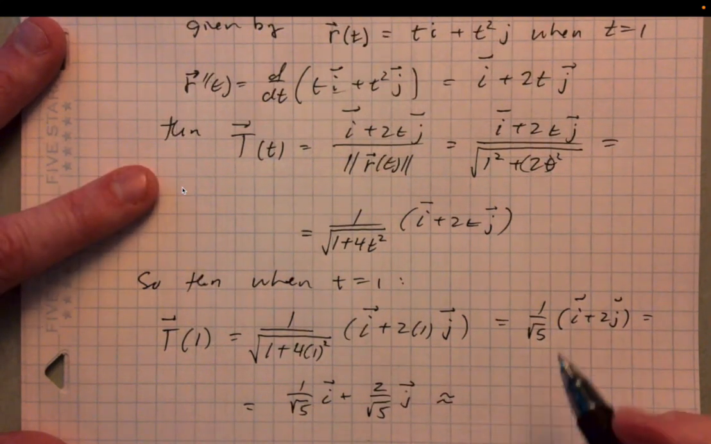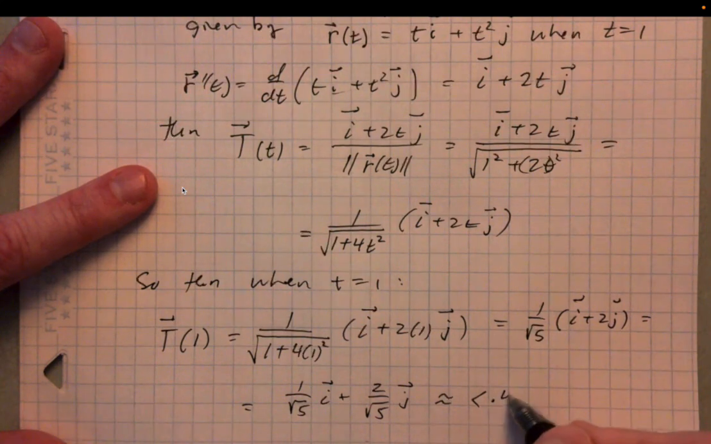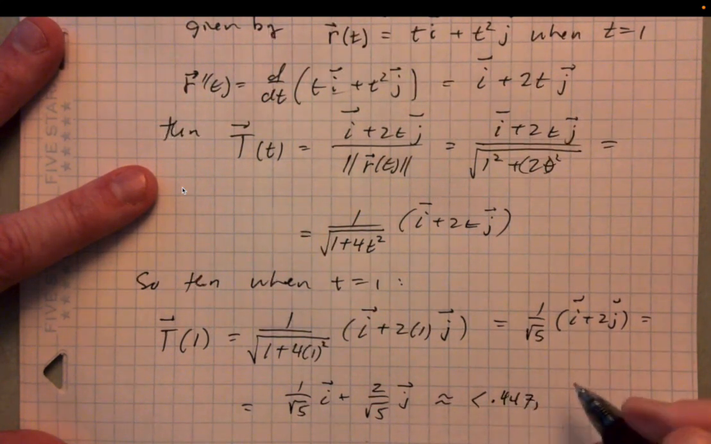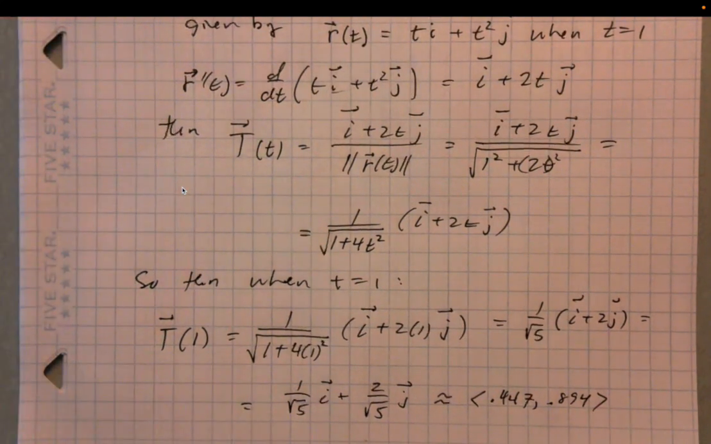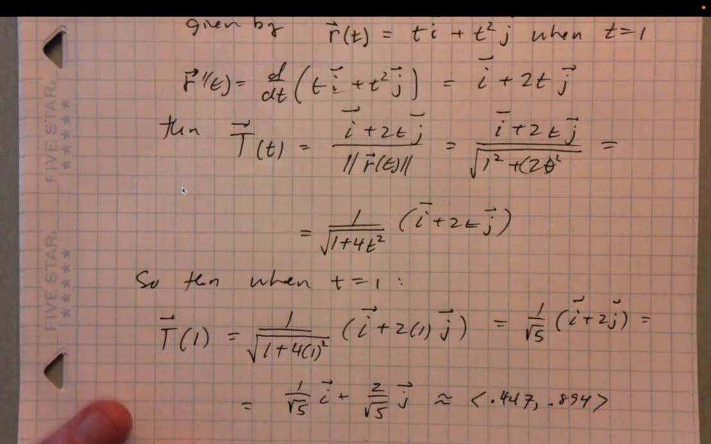And this is approximately 0.447 and 0.894. You can obviously see that's a unit vector. You can imagine squaring both of those components and adding them together. You're going to get 1, and away you go.